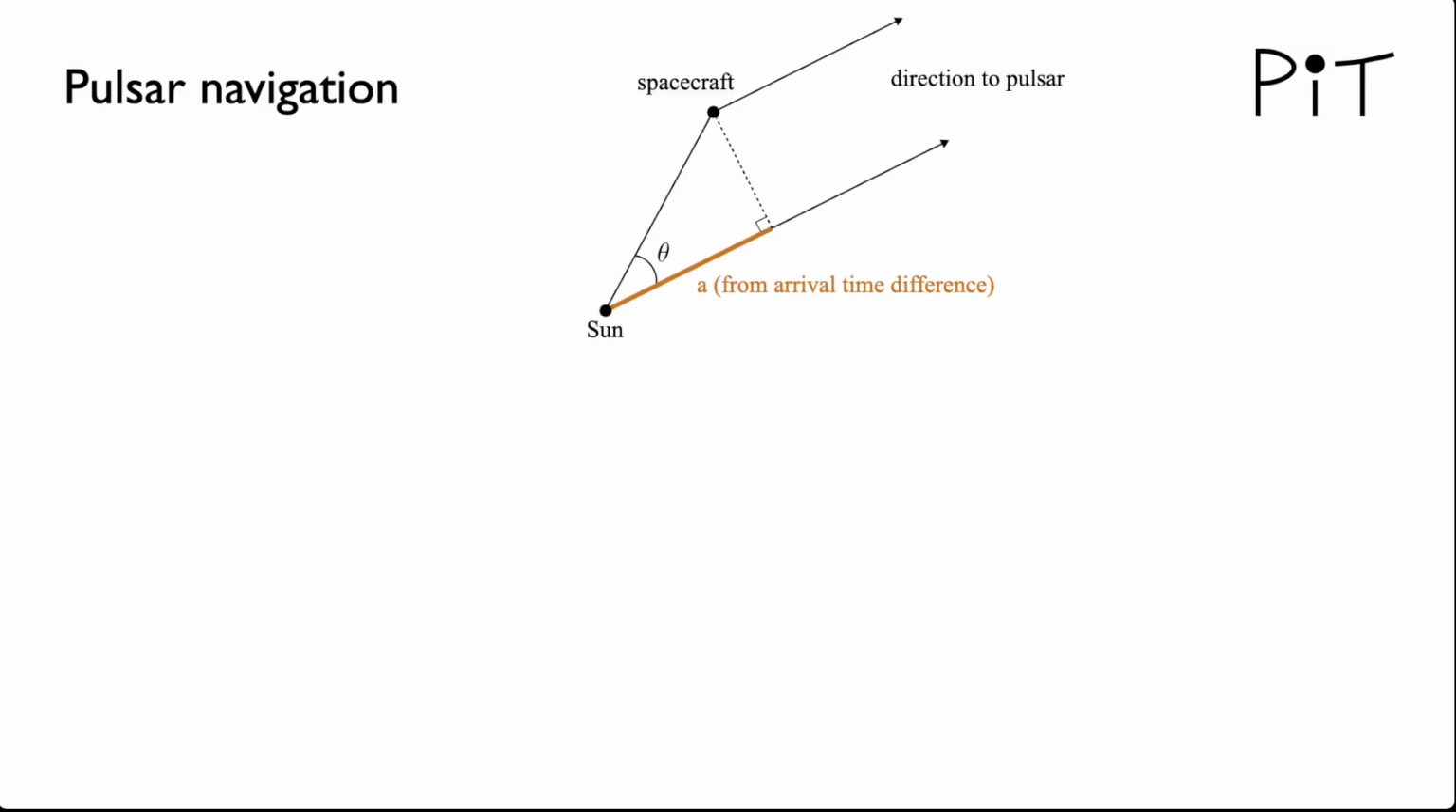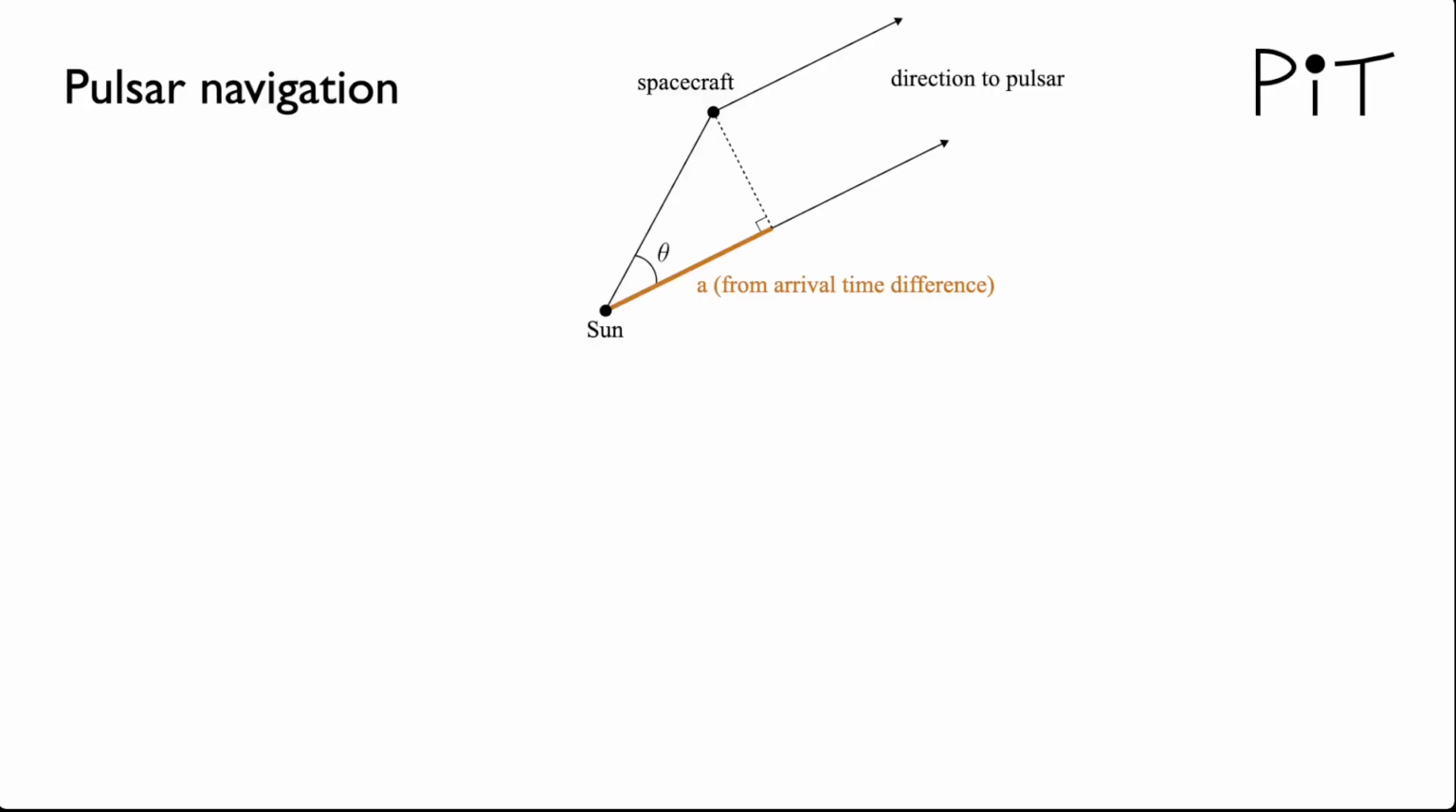A different method of navigation is to use the regular radio or X-ray pulses sent out by rapidly rotating neutron stars, or pulsars. The direction of the pulsar from the Sun is very well known, as is the period between the pulses, so we know exactly when the pulses arrive at the Sun. If the period is very long, then when the spacecraft receives a pulse, it can compare the pulse's time of arrival with the expected time of arrival at the Sun. This difference tells us the projected distance from the Sun, the distance a in this figure, although it doesn't tell us the angle theta. So this constrains the spacecraft's position to be somewhere on a plane.